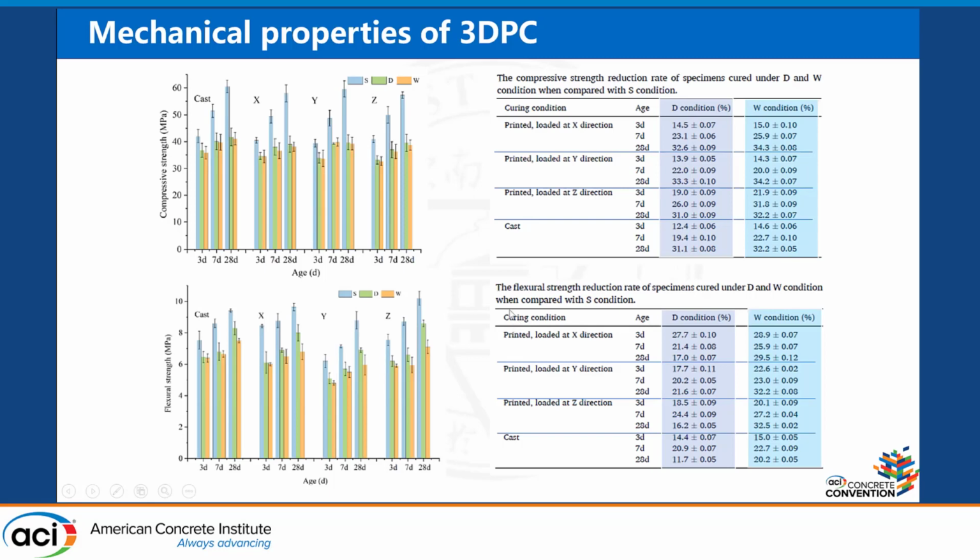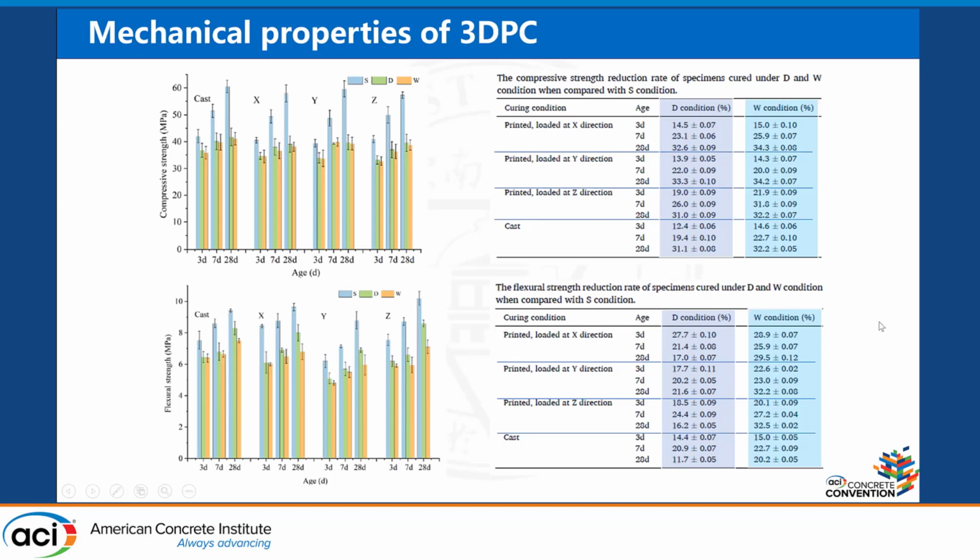Here is the result of the flexural strength. Very similar results can be obtained, similar to the compressive strength, but at later ages, maybe at 28 days, the drop when compared with the cast concrete, the drop of flexural strength under different curing conditions becomes lower. This is because the concrete is getting stronger and stronger at the later ages.